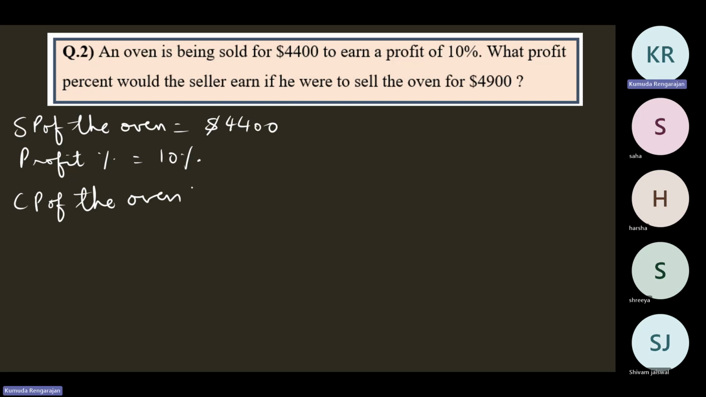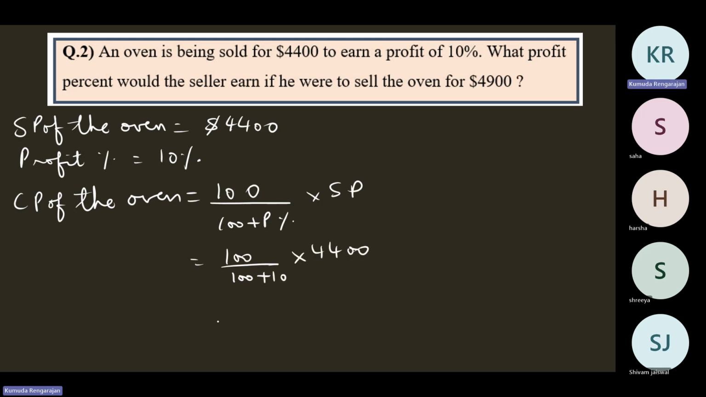So CP of the oven is equal to, by the formula, 100 in the numerator by 100 plus profit percent into SP. So 100 by 100 plus 10 into 4,400. 100 by 110 into 4,400.